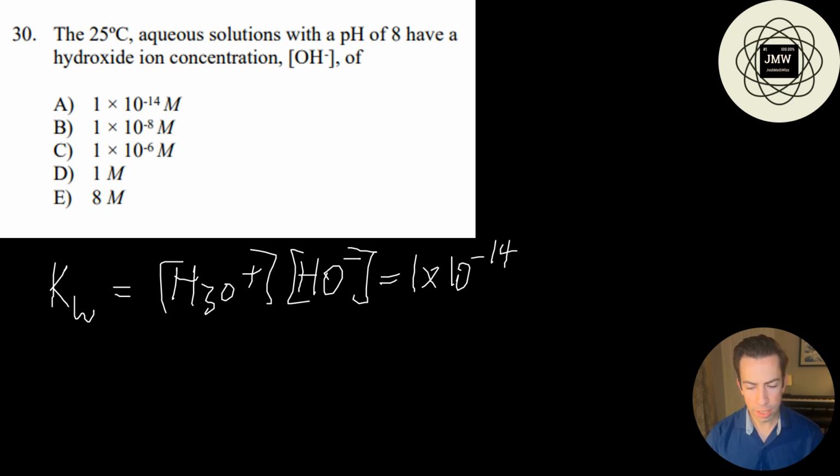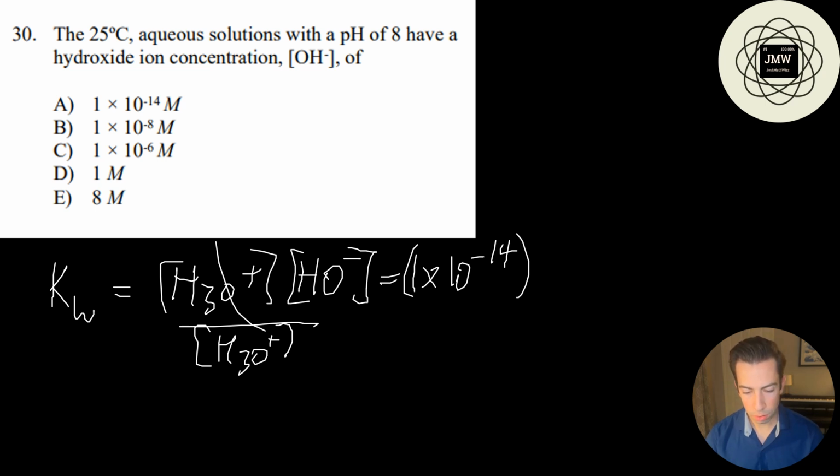Okay, so now that I know this, I need to figure out what is the concentration of the hydroxide ion. So I'm just going to divide both sides by the hydronium ion concentration. So I'm going to do that real quick. Okay, so now let me go ahead and make it a little bit nicer. So I now have this expression here.